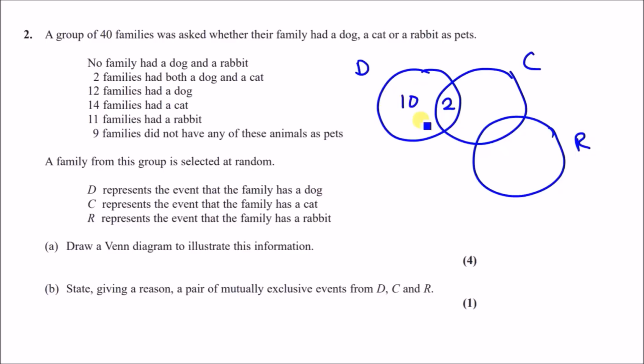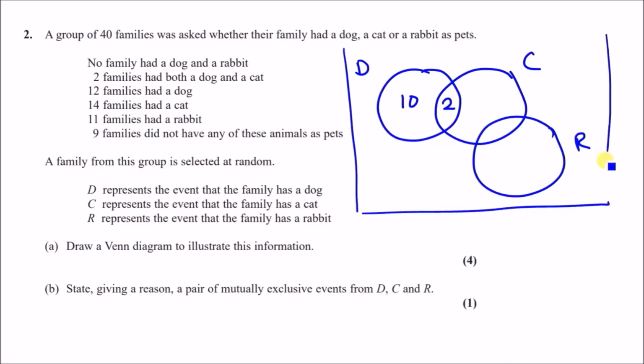should give us 12. 14 had a cat, so we know the total is 14, but we should see what the intersection is first. 11 families had a rabbit, so we know the total is 11 here. Okay, so we need to figure out what that one is. 9 families did not have any of these animals as pets, so that's actually the outside. So let's draw the outside. So 9 goes outside. Now, to be extra safe, since we've done some of this, we can check some of these out. So 2, 12, and 9.